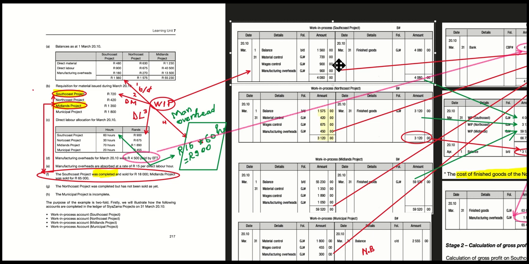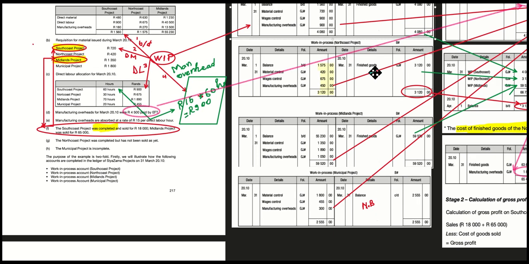And on the other side of the work in process, there is the finished good, right? So whatever we're finishing in the work in process must go into the finished good. And that's why those two accounts there balance each other. So what came from the work in process, we're expecting that it's going to be finished goods, right? So the same was done for the other projects, for the North Coast project and for the Midlands project.